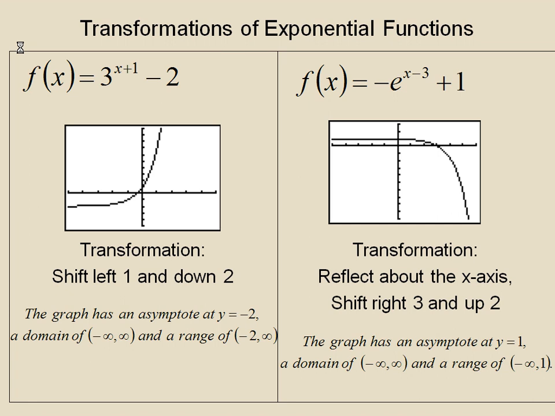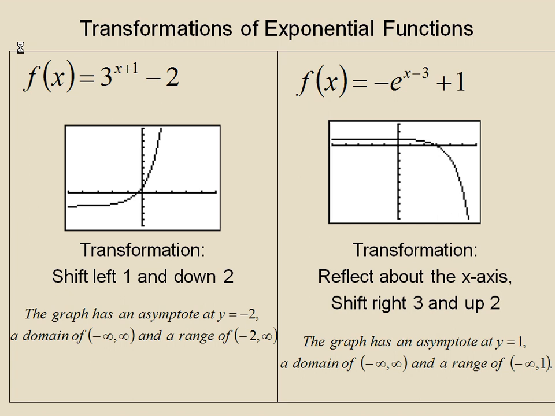We have the function f of x equals 3 to the x plus 1 minus 2. The x plus 1, notice that we originally had just x as our power or exponent. Now we have x plus 1. The plus 1 is going to force a shift of left 1, and the minus 2 subtracted from the end of the function is going to be down 2. So the transformation from the basic 3 to the x is going to be a shift left 1 and down 2.